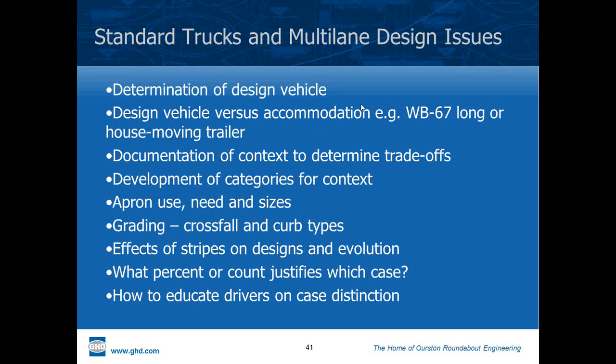It's common, National Highway System WB65, but we'll often design for a 65 and check the WB67, or look at things like house moving trailers that are still permanent vehicles. In other words, they're conventional and they don't require a permit to be on the road system.